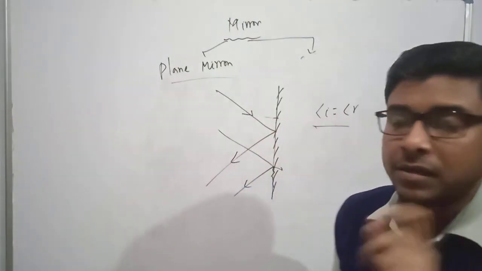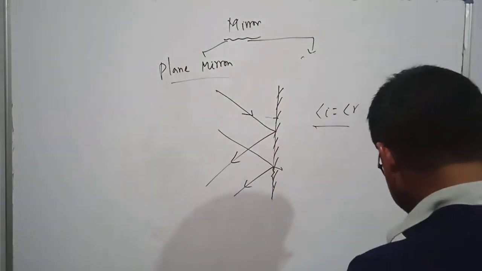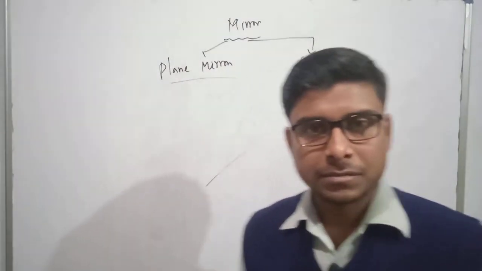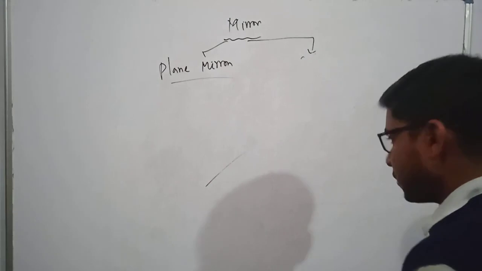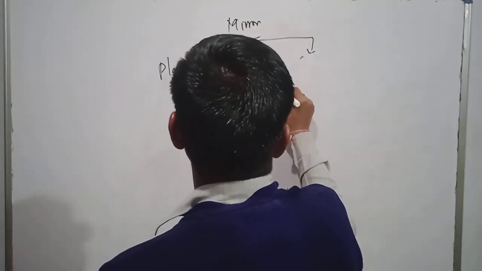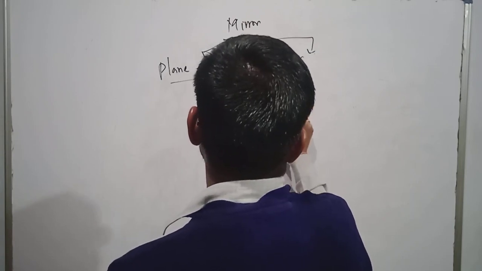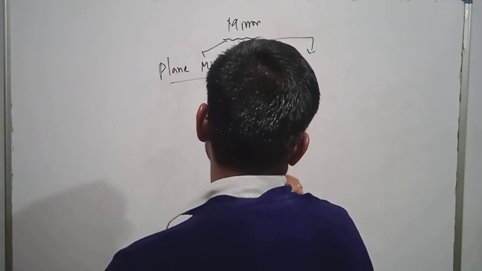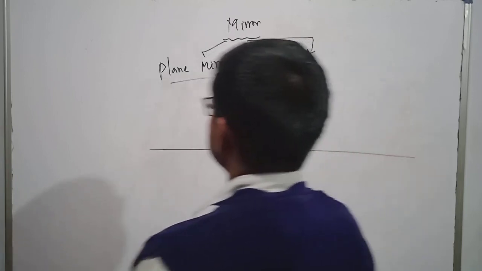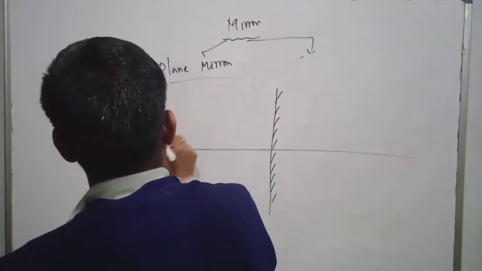Now how are images formed in the plane mirror? Now your ray diagram starts from here. Ray diagram means you must know how to draw different ray diagrams. So for the ray diagram, first we'll draw a plane mirror. Okay, this is a plane mirror. Suppose there is an object AB.